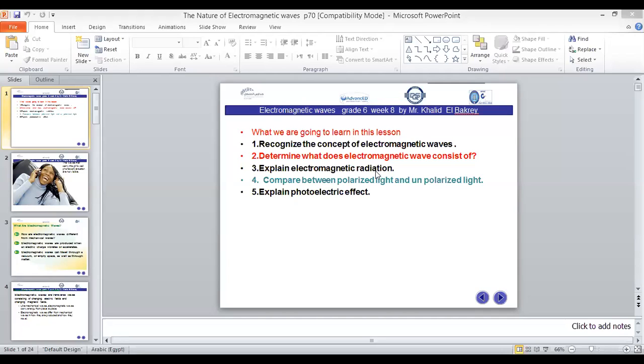Today, we are going to resume the explanation of lesson 1, chapter 3, which is what are electromagnetic waves. Before starting the lesson, we should know that we are going to revise the last two sessions because some of you were not able to join the meeting. But today, we are going to cover all the lesson.